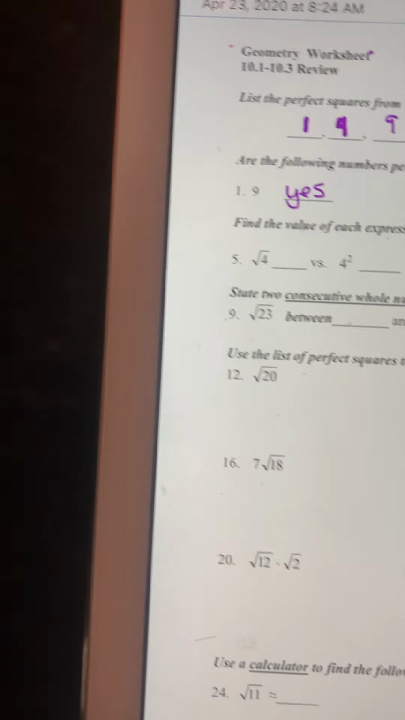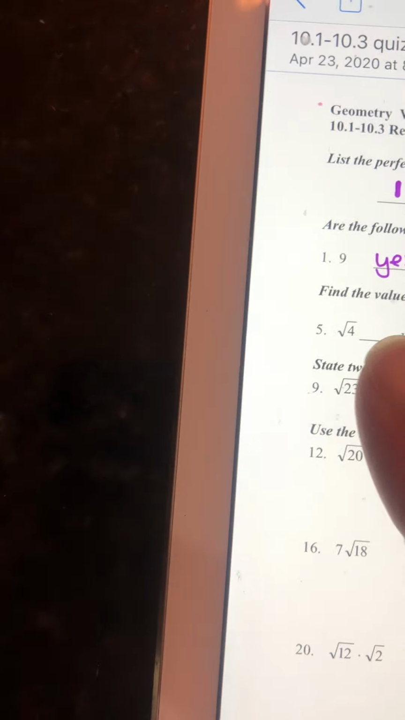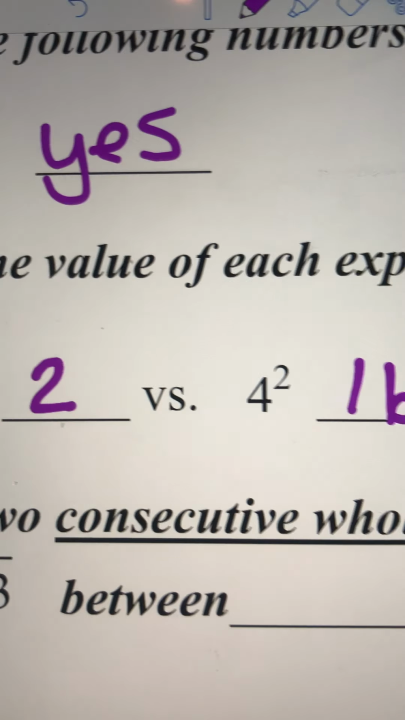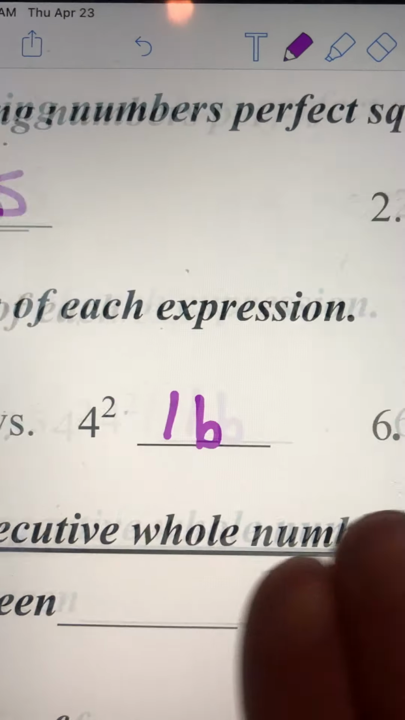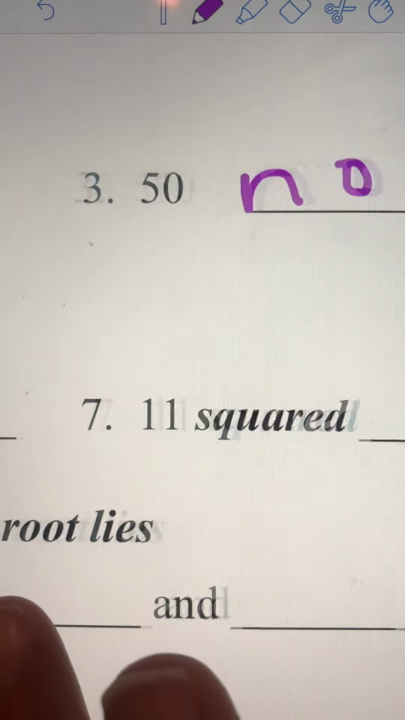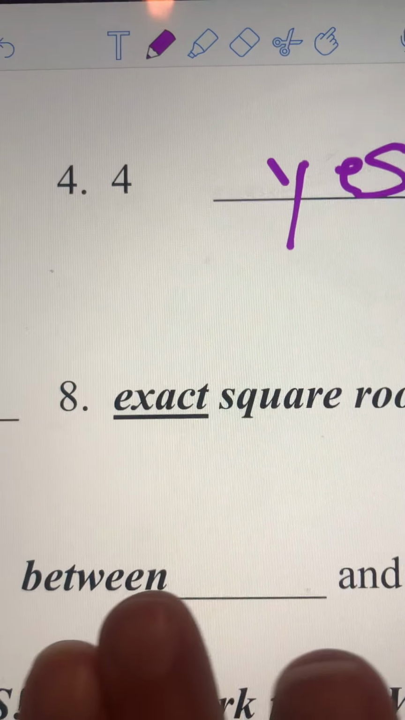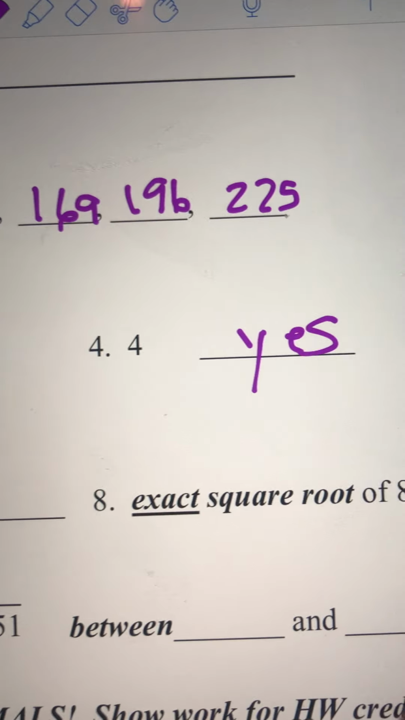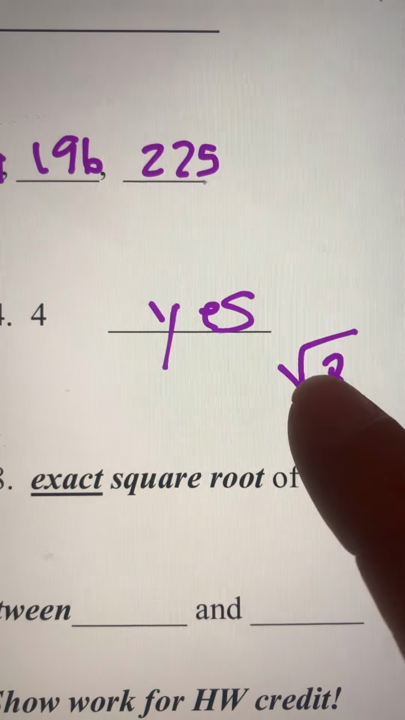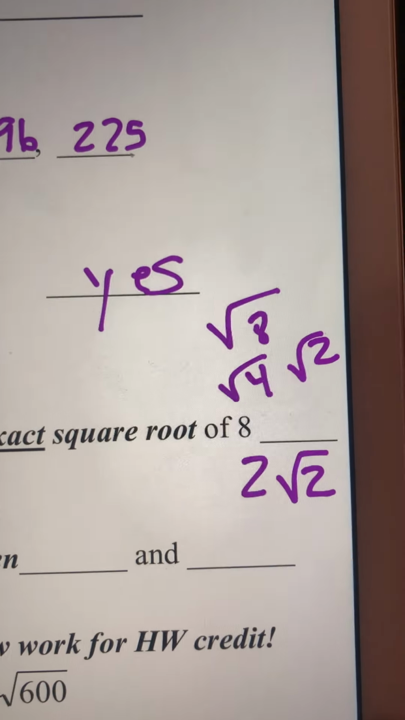Then this is talking about the difference between squaring and square rooting, right? Square root of 4 versus 4 squared. The square root of 4 is 2 versus 4 squared is 16. If we write it out in words, it says the square root of 16, that's 4, right? 11 squared is 11 times 11, which is 121. And the exact square root of 8, that's tricky. People think it's a decimal, but when we do exact square root, that's when we're actually simplifying the square root, like we learned at the start of the chapter. So the exact square root of 8 is 2 root 2.